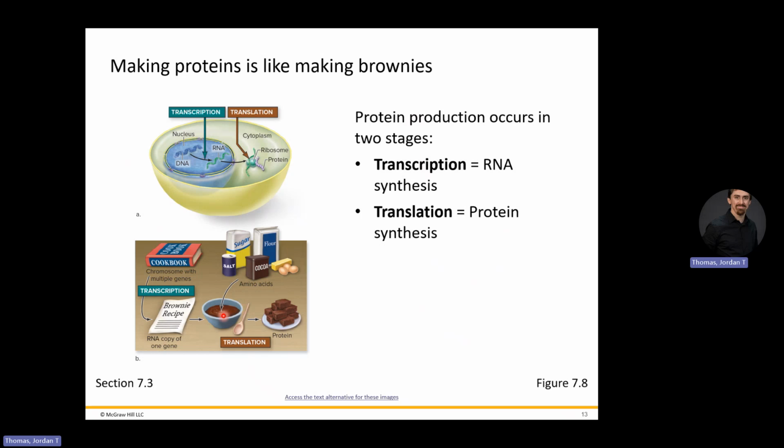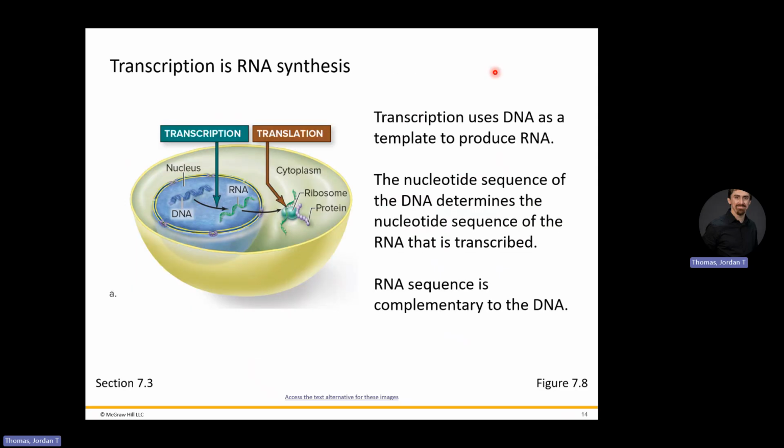And again, if we use a cookbook as an example, we have a recipe, we use that recipe to get all the necessary ingredients, and put them all together to make what we want, the brownies in this case. So transcription is going from DNA to RNA. Translation is going from RNA to protein, using that instruction to build the protein. Again, transcription is RNA synthesis, translation is protein synthesis, and they work hand in hand.